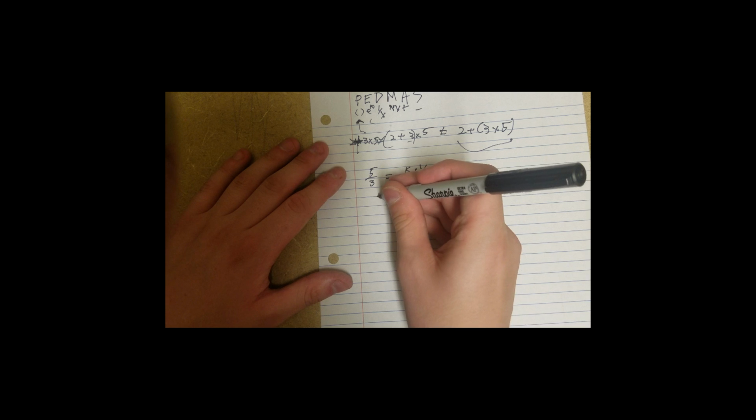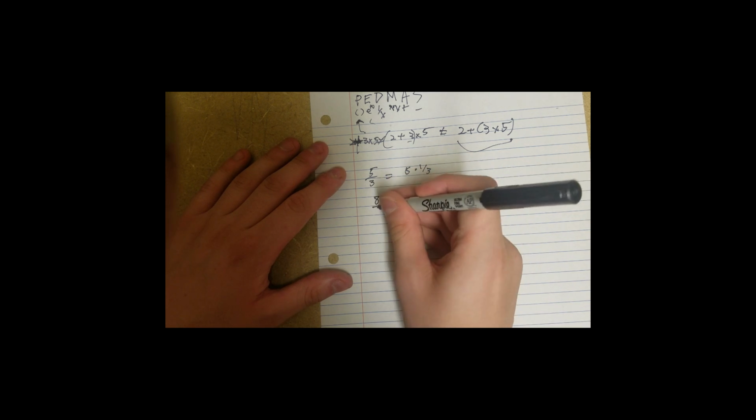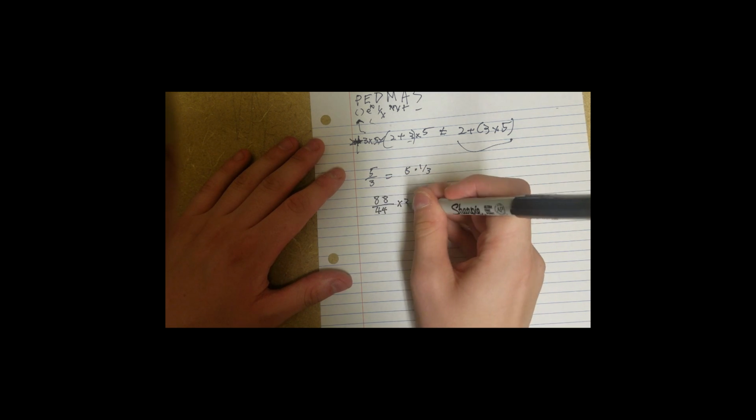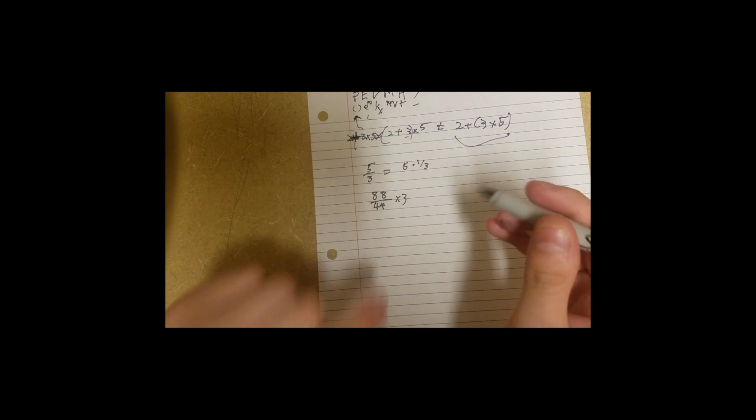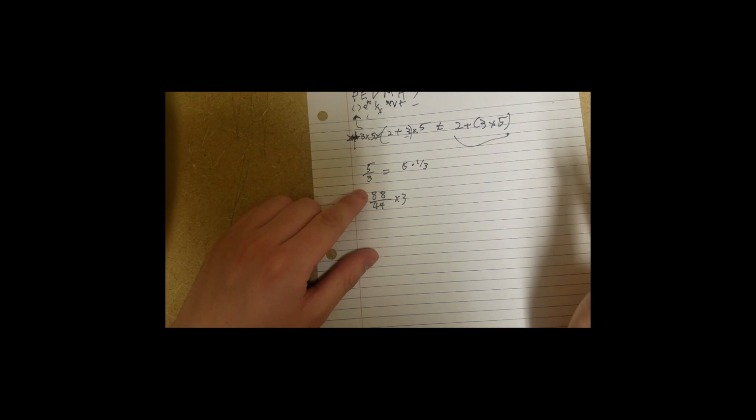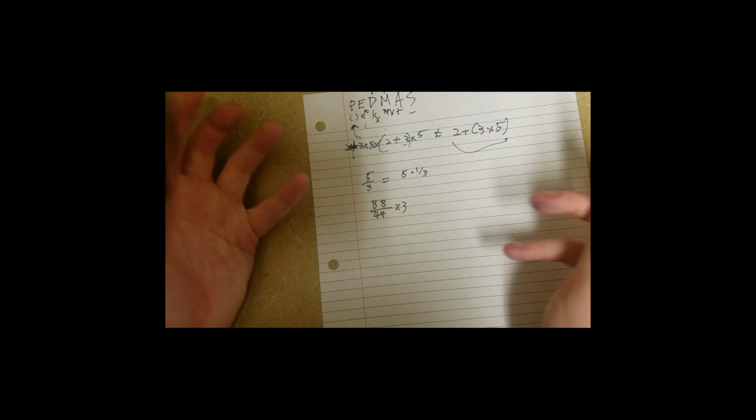Let's have a simple case. 88 over 44 times 3. How would you do this multiplication? Well, of course you'd use a calculator, but what would you really do? So the thing is, 88 times 3 over 44. This is what this says.